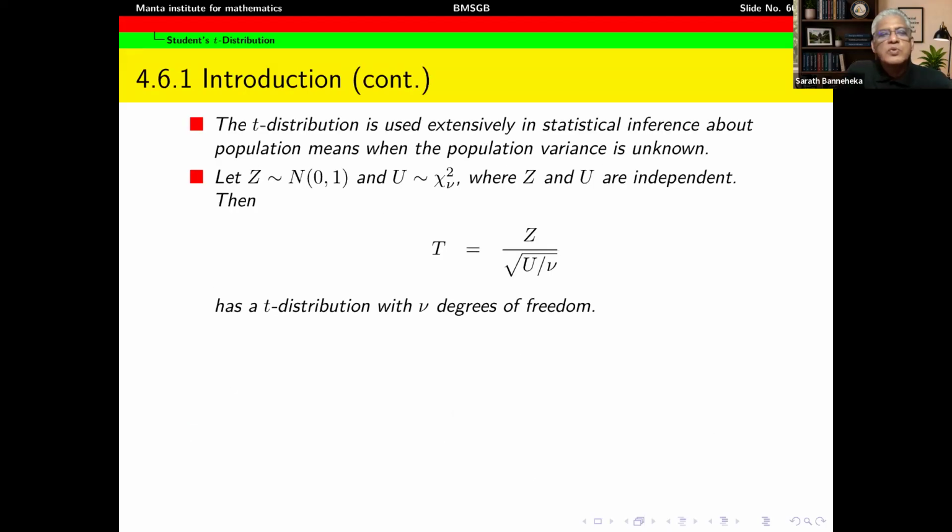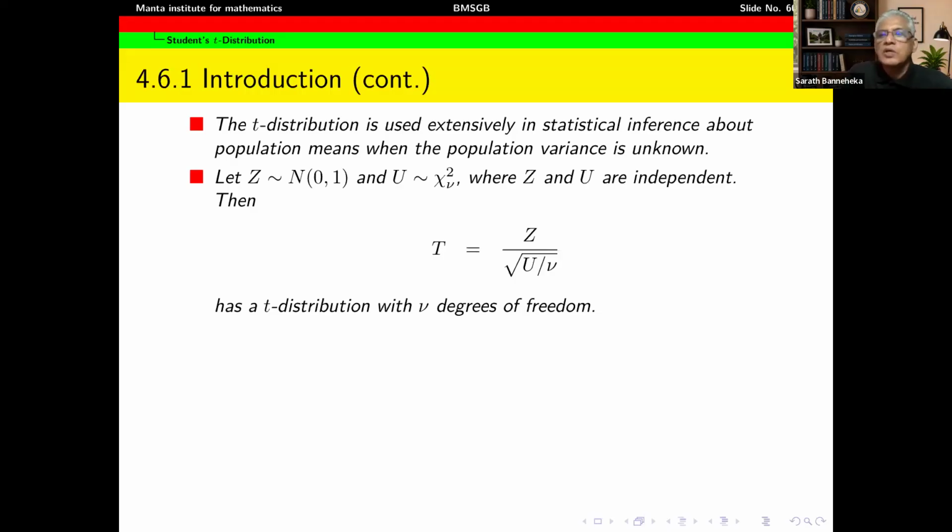Now, this t distribution is very, very useful. The t distribution is used extensively in statistical inference, mainly about population means when the population variance is unknown.